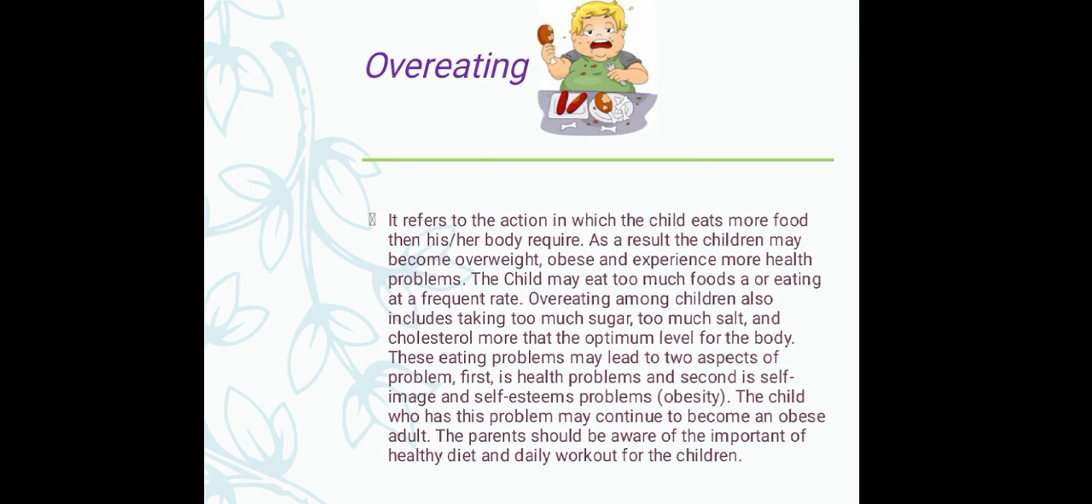And the last part is overeating. There is one more, refusal to eat. Overeating, eating more than the amount one should. It refers to the action in which the child eats more food than his or her body requires. As a result, the child may become overweight, obese, and experience more health problems. The child may eat too much food or eat at a frequent rate. Overeating among children also includes taking too much sugar, too much salt, and cholesterol more than the optimal level of the body.